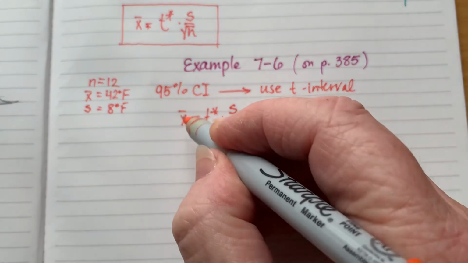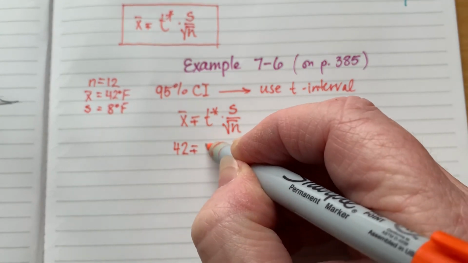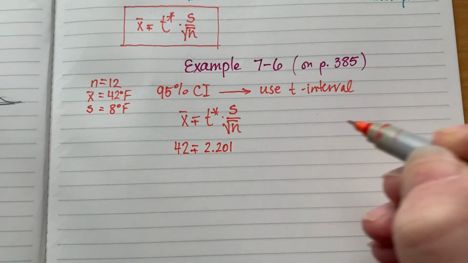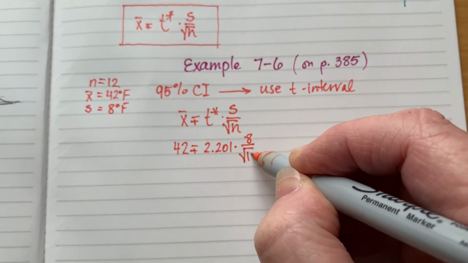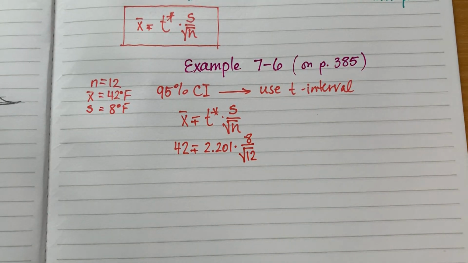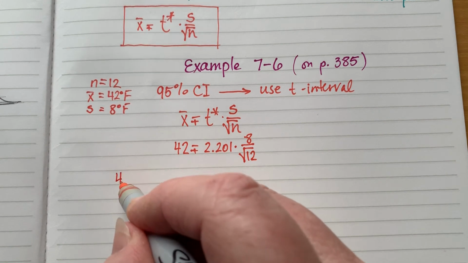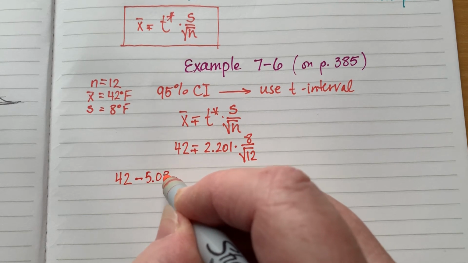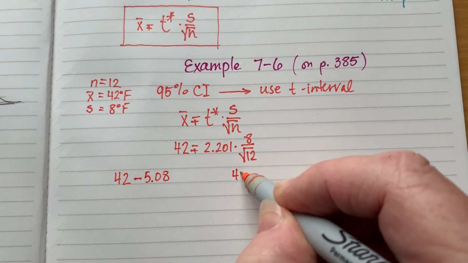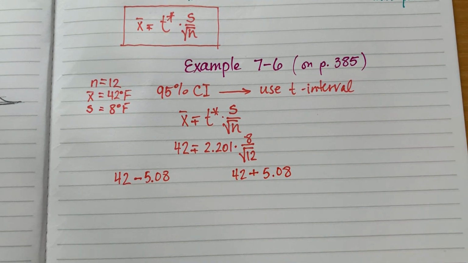If you are going to go ahead and plug in here your 42 degrees, that's our point estimate, plus or minus 2.201. Remember, we just looked it up. And this over here is going to be 8 divided by the square root of 12, okay? And that's what we're doing here. So one time, and really quickly, go grab your calculator, make sure that you're ending up with the numbers that we're ending up with. One time we're going to do 42 minus 5.08, and one time we're going to do 42 plus 5.08. These are the boundaries of our confidence interval, okay?